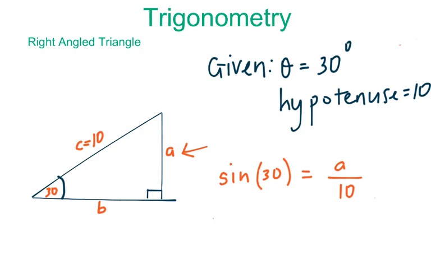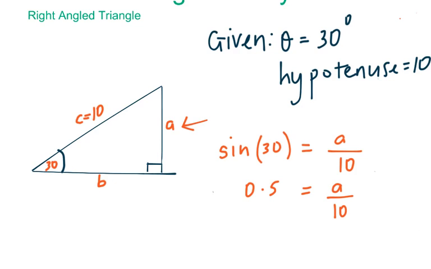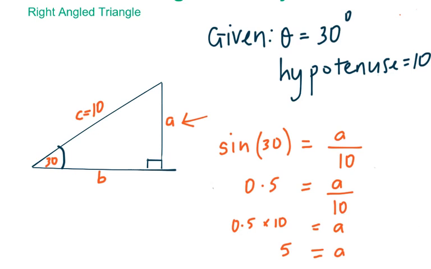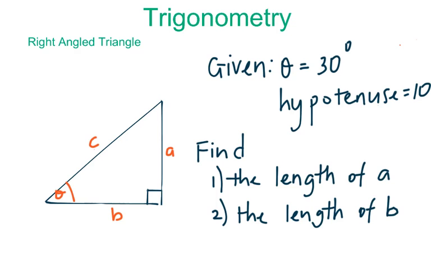Now we punch into our calculators sine of 30, and that gives us 0.5. So 0.5 is equal to A over 10. Therefore, if we multiply both sides by 10, we get that 0.5 times 10 is equal to A. Therefore, A is equal to 5. So now we can put that in our diagram. The second part of our question wants us to find the length of B.